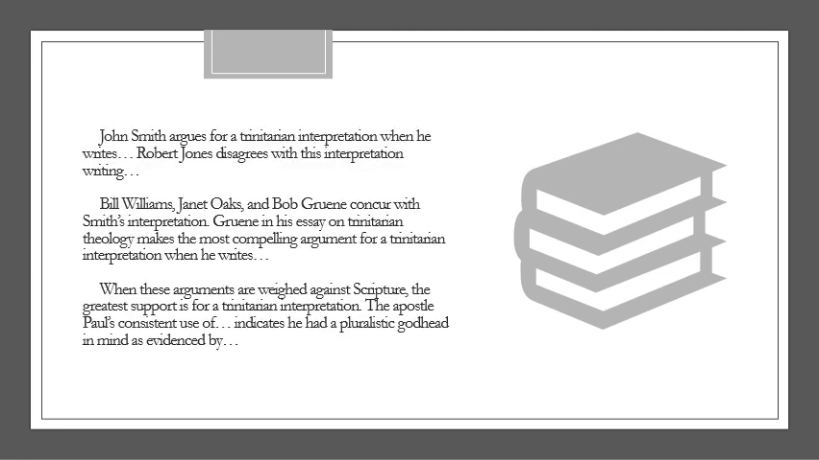So it should look more like this. John Smith argues for a Trinitarian interpretation when he writes, and then tell me what he writes about a Trinitarian interpretation, perhaps of a specific passage, say in Ephesians or something. Then you write Robert Jones disagrees with this interpretation, writing instead that, and then give his reasons for disagreeing. Then you go on to say Bill Williams, Janet Oakes, and Bob Gruen concur with Smith's interpretation. Gruen, in his essay on Trinitarian theology, makes the most compelling argument for a Trinitarian interpretation when he writes, and then tell me what he wrote.